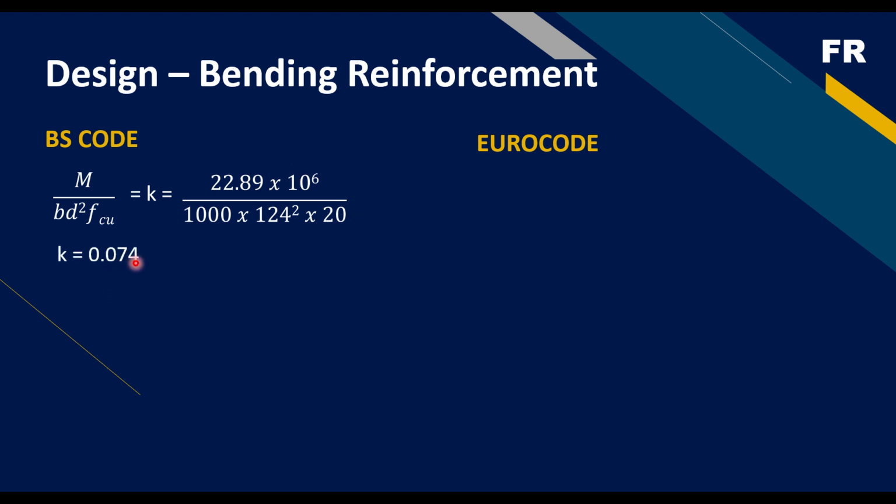0.074, and this K value according to the BS code must always be less than 0.156 if the section is going to require only tension reinforcement, which is applicable here because this value is less than 0.156. So because of that, our section requires only tension reinforcement. We can now calculate the lever arm. I don't want to bore us with the formula for calculating lever arm, so I just put it here.